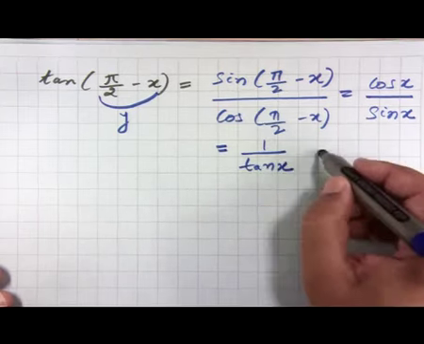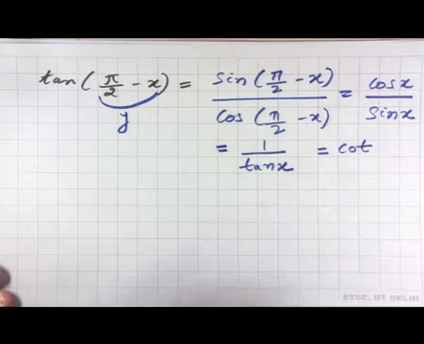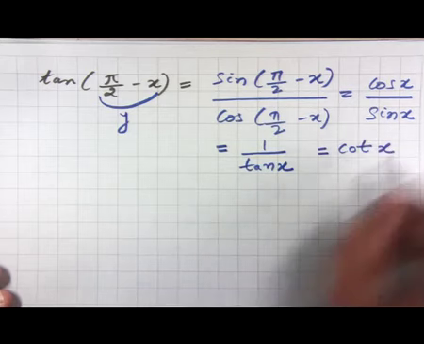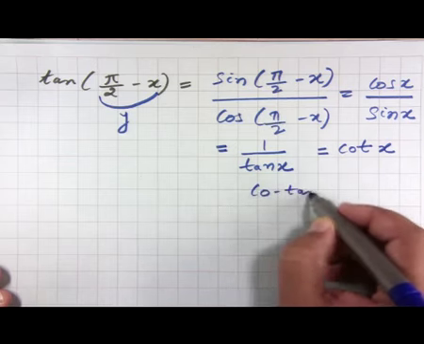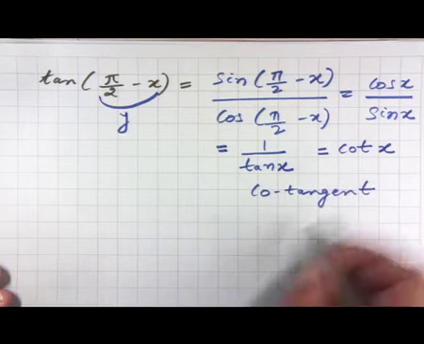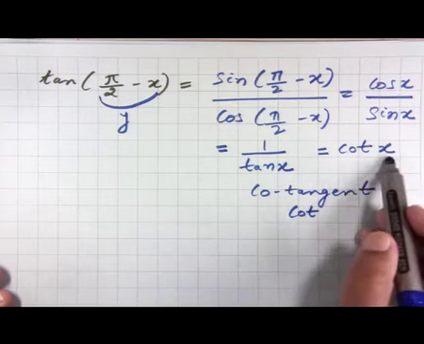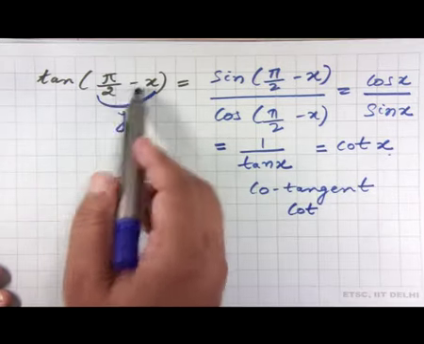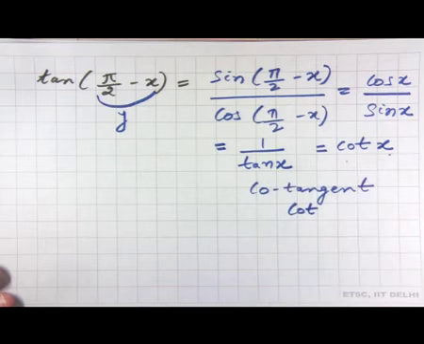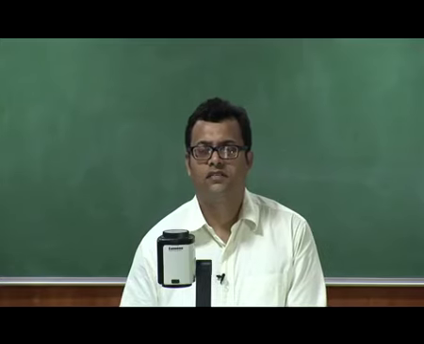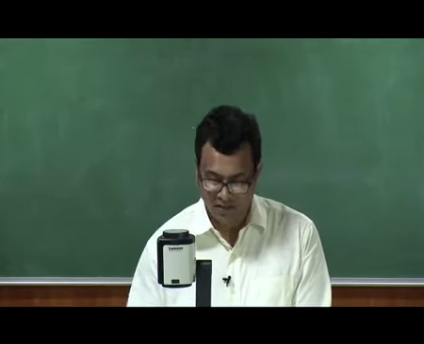which is actually a new function that we are defining here. It is actually called cotangent. It is written as cotangent, but we write it as cot in short. So, this is cot of x. So, tan of pi by 2 minus x is just the inverse of tan of x, which is also written as cot of x.